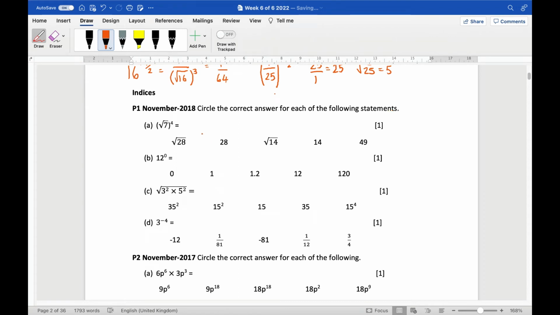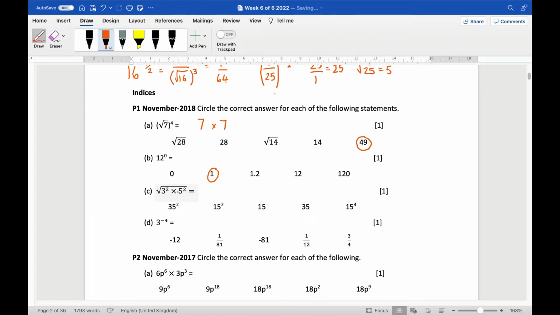So we're going to do quite a fair bit of this paper. The square root of 7 times the square root of 7 is 7. And then the third and fourth square root of 7 times it will also give you 7. So 7 times 7 is 49. Anything to the power 0 is 1, irrespective of what it is.